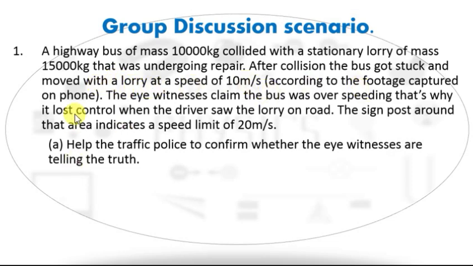According to the footage captured on phone, the eyewitnesses claim the bus was overspeeding. That's why it lost control when the driver saw the lorry on the road. The signpost around that area indicates a speed limit of 20 meters per second. Now, help the traffic police to confirm whether the eyewitnesses are telling the truth. So in your groups, discuss this, show your necessary working, so that you can come to a conclusion that will help the traffic police to know whether the witnesses are saying the truth that the bus was overspeeding or not.